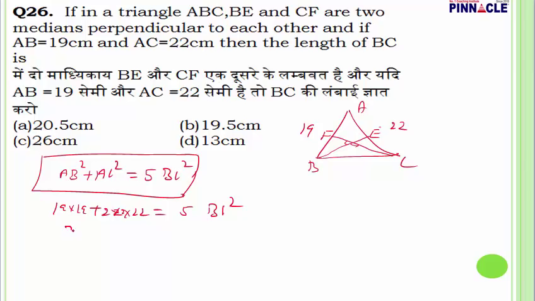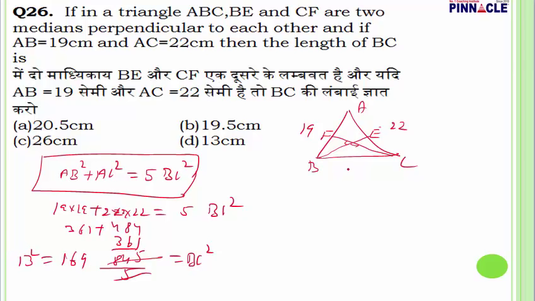That should be equal to 361 plus 484, in other words 845. If I divide by 5, then it should be equal to BC square, that is 169, and BC would be equal to 13. BC square is 169, that is the square of 13, so BC is 13. So this important thing you must know.